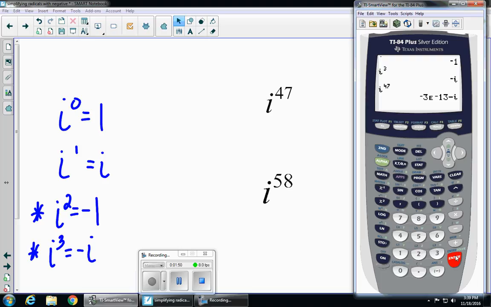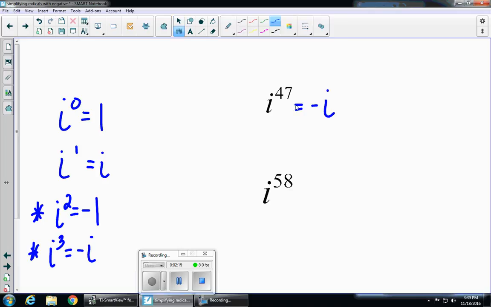That's because the calculator can't do i to the 47th in the home screen, but it can do it if you use what we call iPart. So you're going to go to Math, go over to the right to Number, and if you scroll down, you see choice 3 says iPart. So once I have iPart selected, I can now do i to the 47th, and I get negative i. So i to the 47th is negative i.